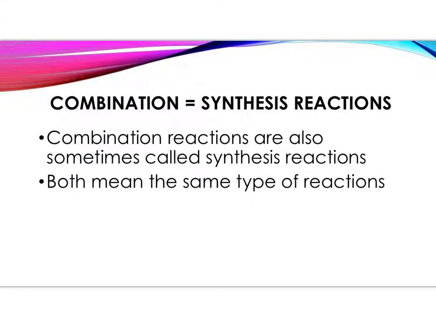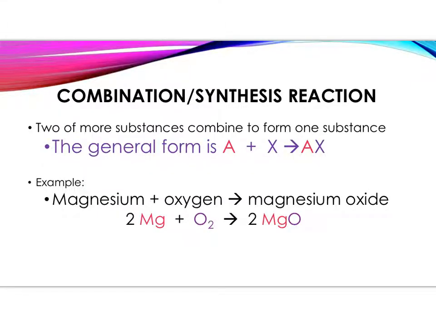Combination reactions are also sometimes called synthesis reactions. You'll see them written either way sometimes. They both mean the same type of reaction. So when you have a combination or synthesis reaction, you have two or more substances that combine together to form one substance. So the general formula is this. You have one element combined with another element, and they're both going to combine to make one substance.